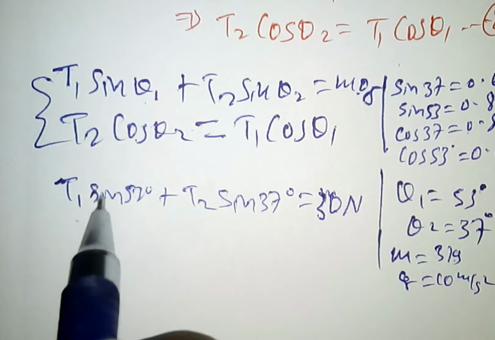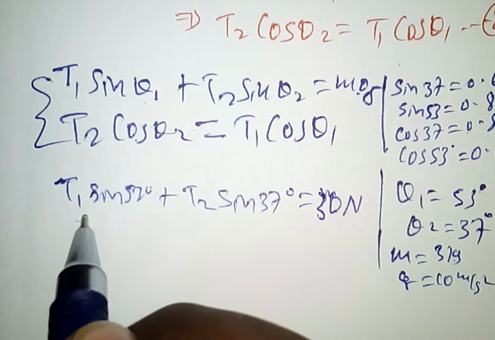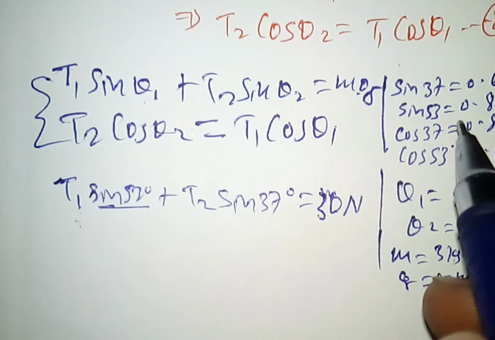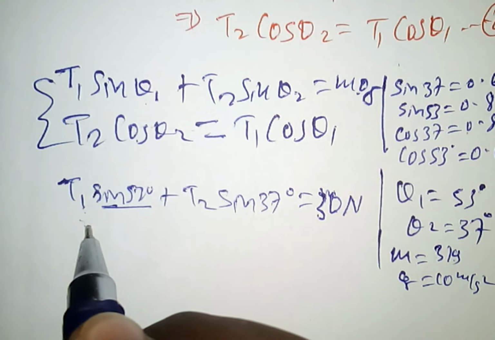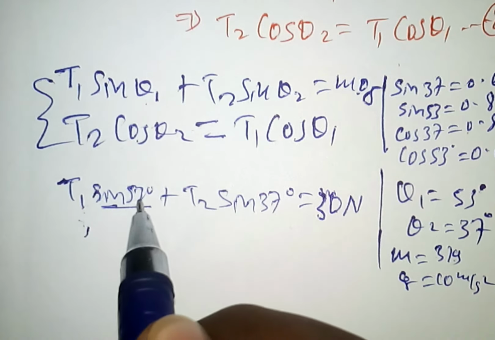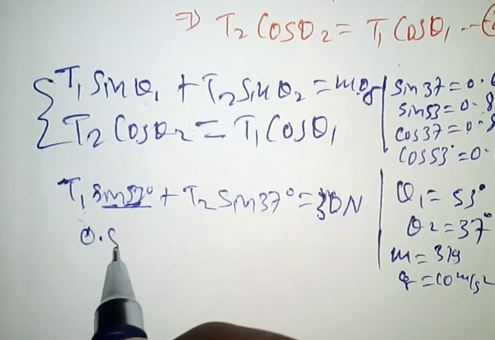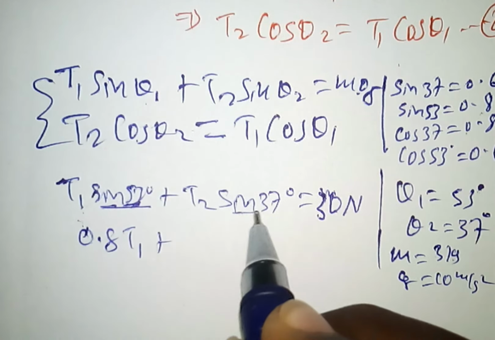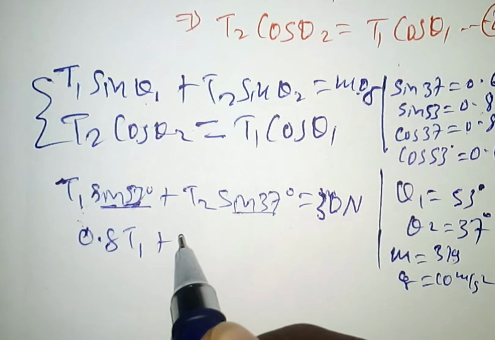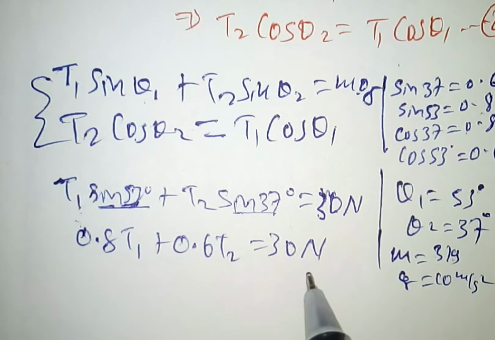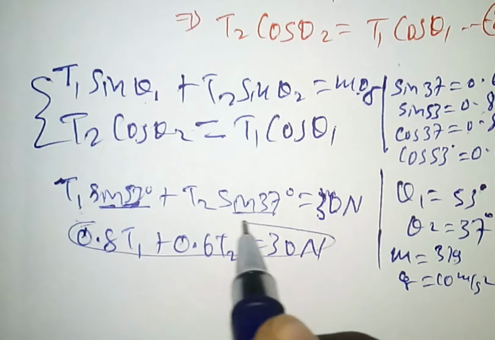And from this equation, sine of 53 is 0.8, so we have 0.8 T1, plus sine of 37 is 0.6, so this is 0.6 T2, is equal to 30 Newton. This is from the first equation.